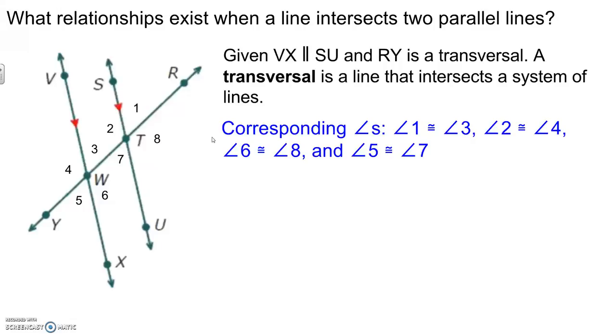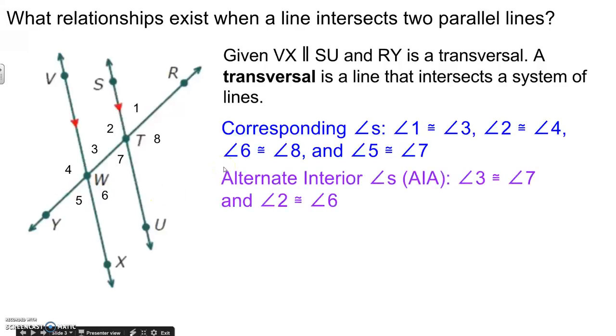One thing you might have noticed is the idea of corresponding angles. Corresponding means matching. So if I look at this diagram here, angle 1 matches with angle 3. These symbols here, the little arrows, show that these two lines are parallel to each other. So here they correspond, they match. Then we have angles 2 and 4, angles 6 and 8, angles 5 and 7.